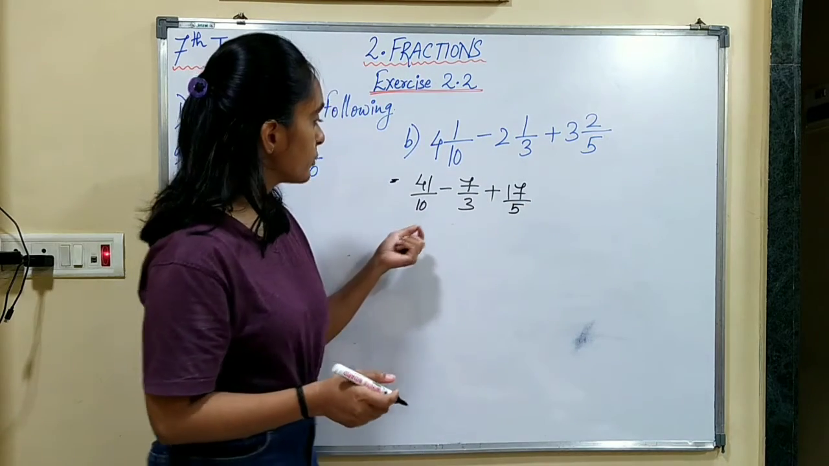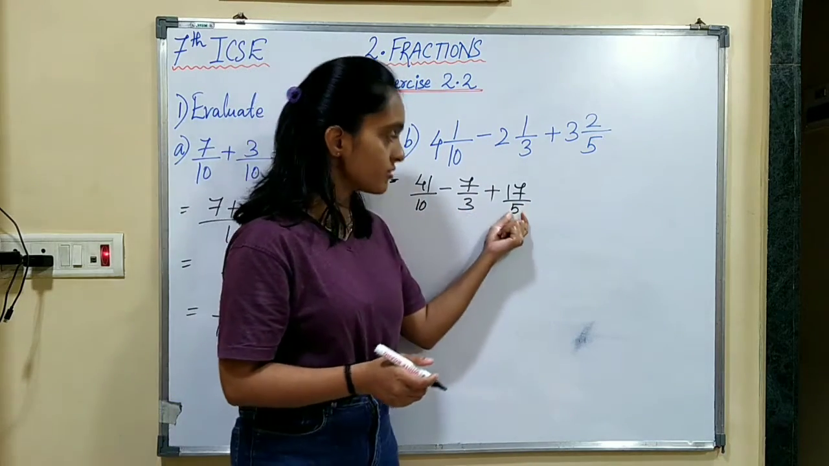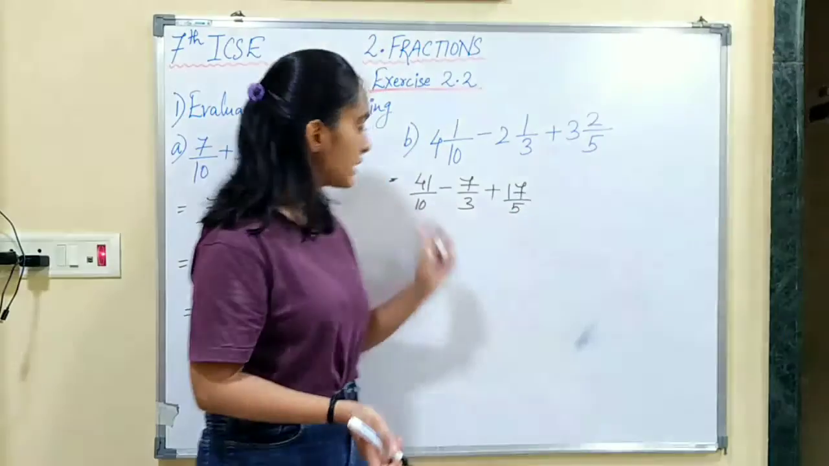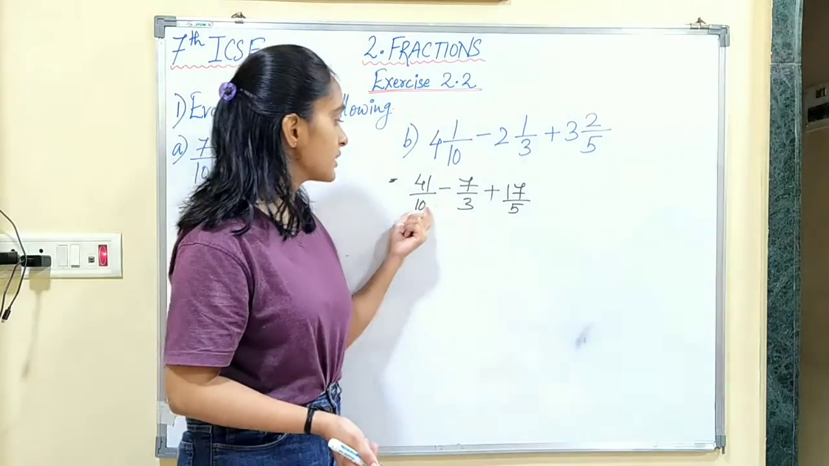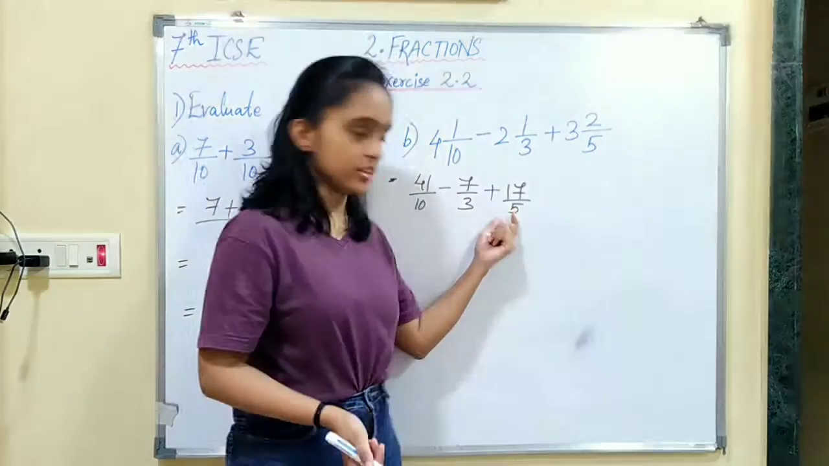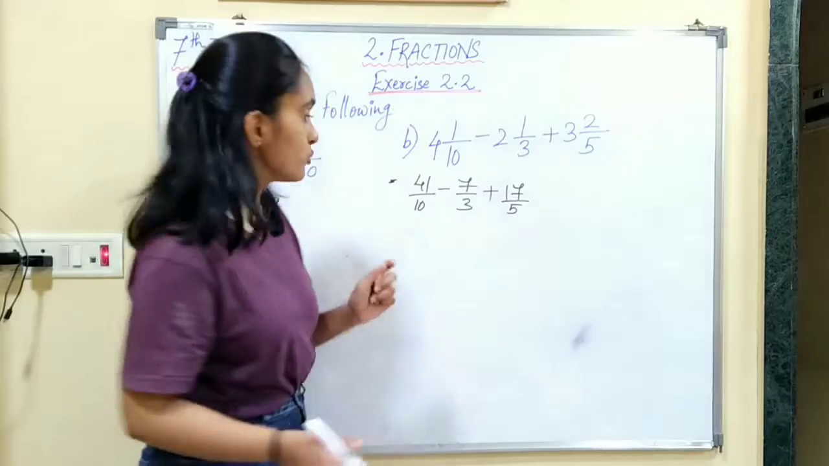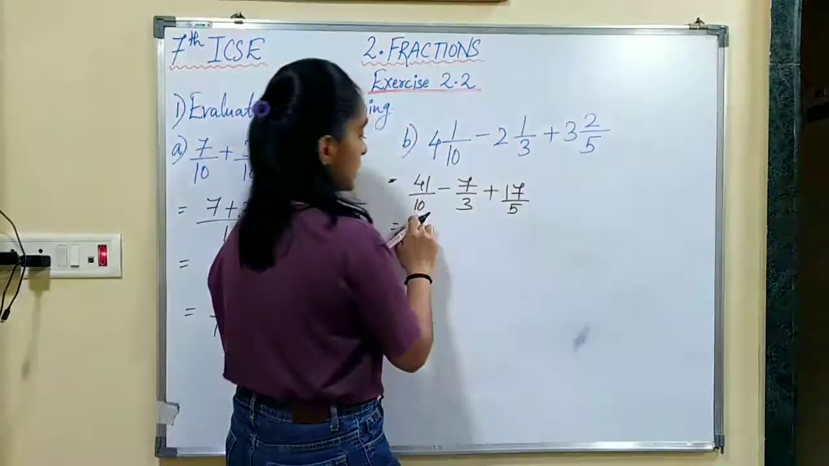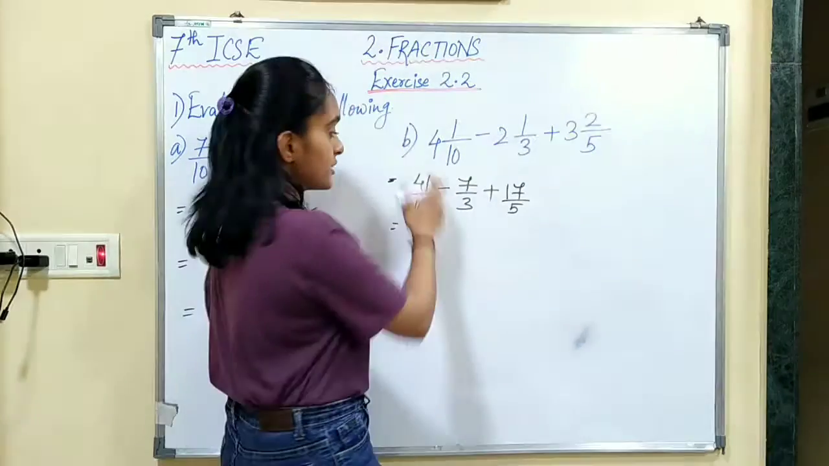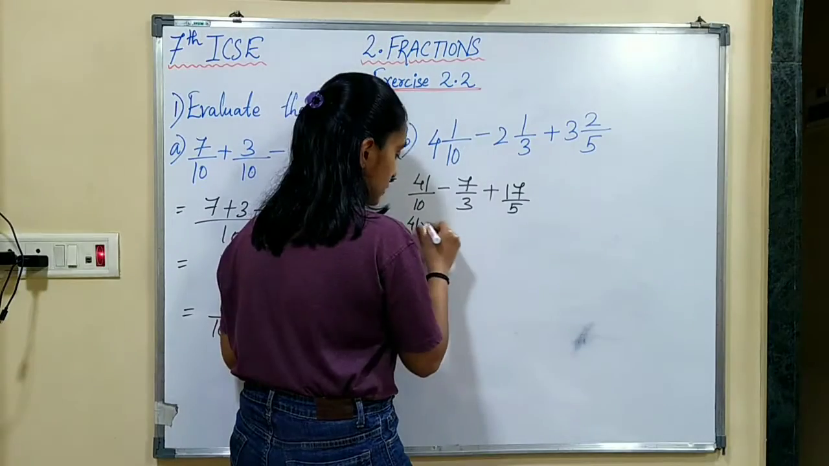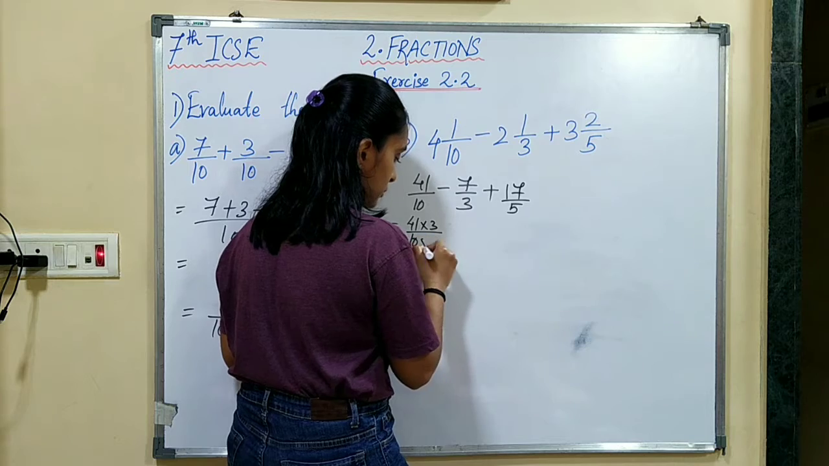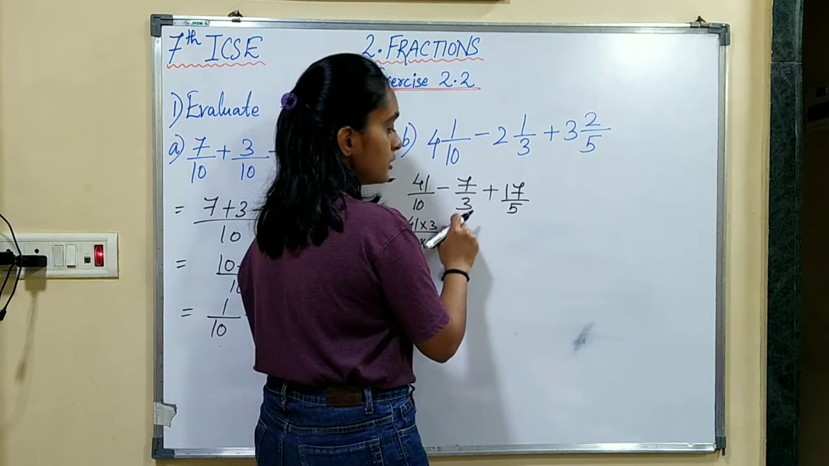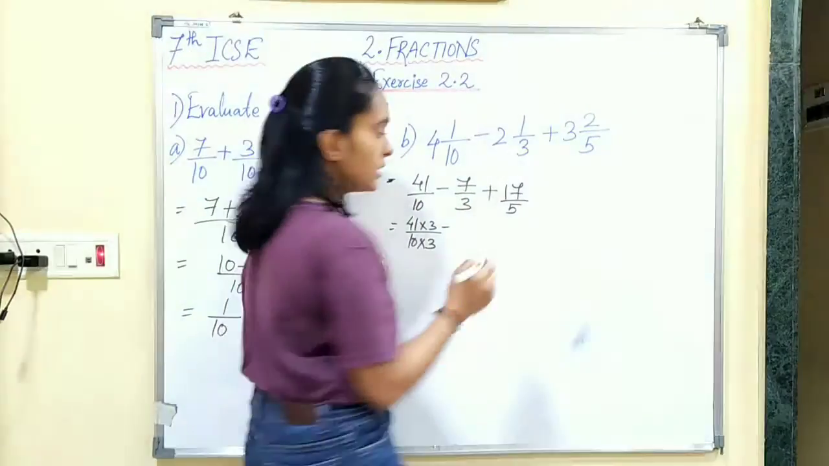Now the three denominators are 10, 3 and 5. So it is not a like fraction, so we have to convert it into like fractions. The LCM of 10, 3 and 5 is 30. So we will convert all these denominators into 30. 10 3s is 30, so we will multiply this fraction by 3. 41 multiplied by 3 upon 10 multiplied by 3, minus, here 3 tens is 30.